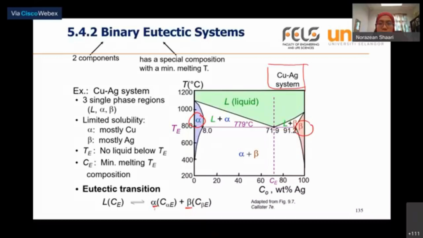So ini adalah eutectic point, which is compositionnya adalah 71.9 untuk sistem yang ni, copper silver. So kalau kita ada plumbum stannum contohnya, so of course value dia lain lah. Dan temperature-nya adalah 779. This is the eutectic temperature. Okay, 779 ni. Alright.